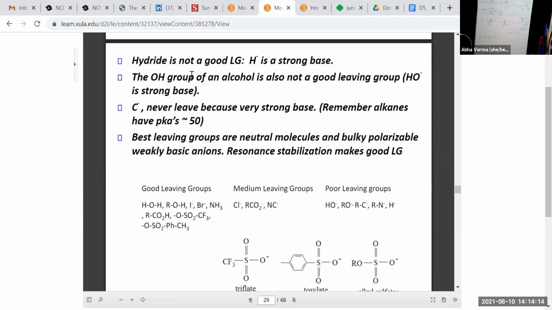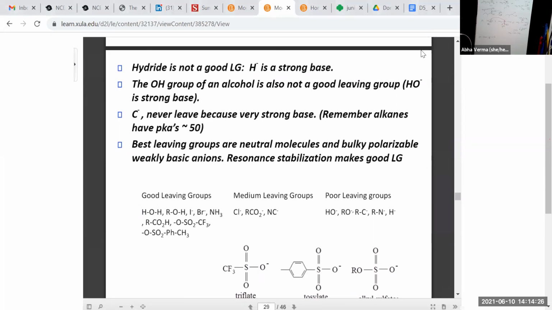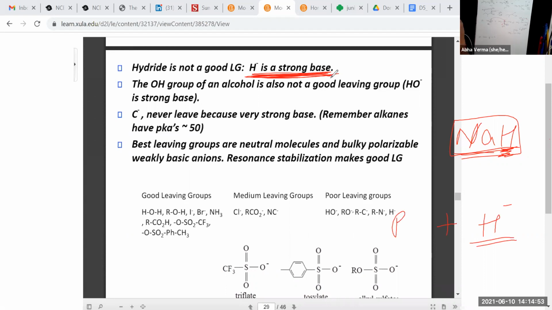A few exceptions that I want to point out. Hydride, even though it is a very small group, small molecule, is not a great leaving group. Hydride is always considered a strong base. Sodium hydride. Very, very important. Hydride, even though it's small in size, is not considered a good leaving group. And so, if you want to make a product with hydride as the leaving group, it is not going to happen. Why? Because hydride is a strong base.